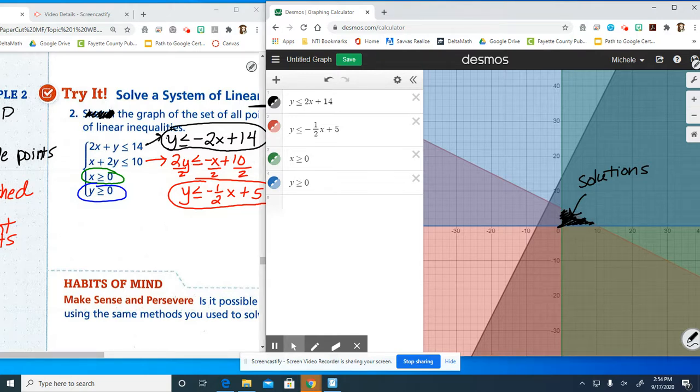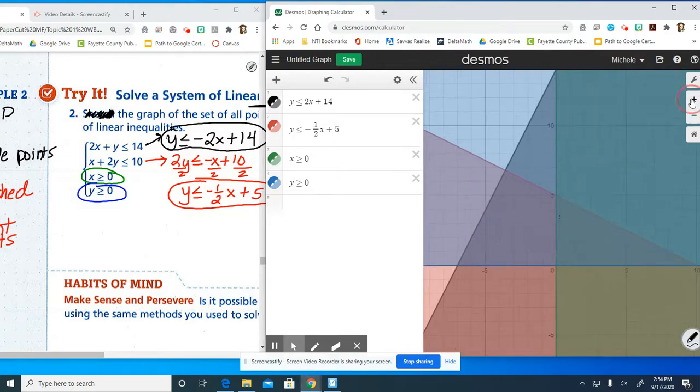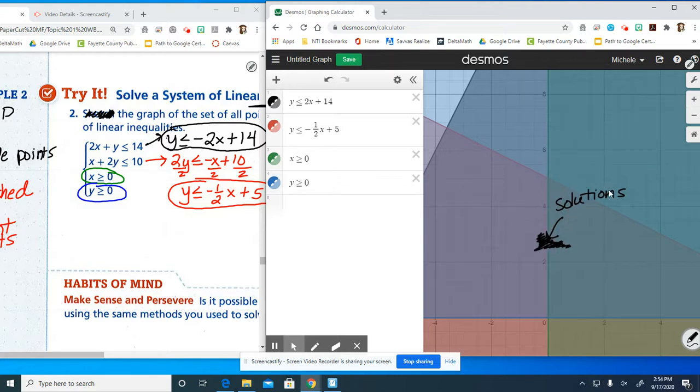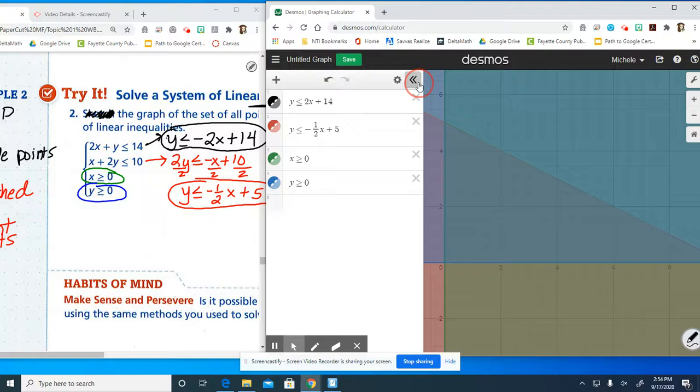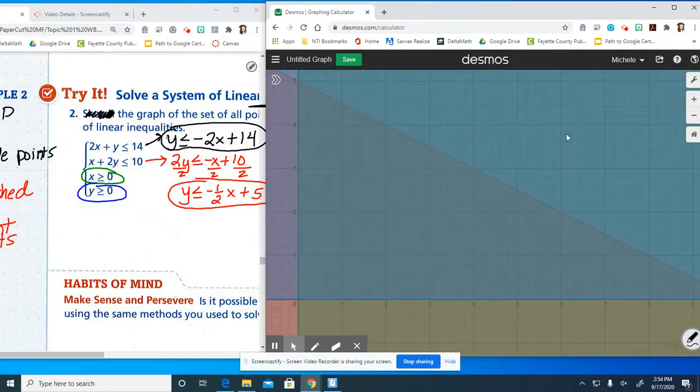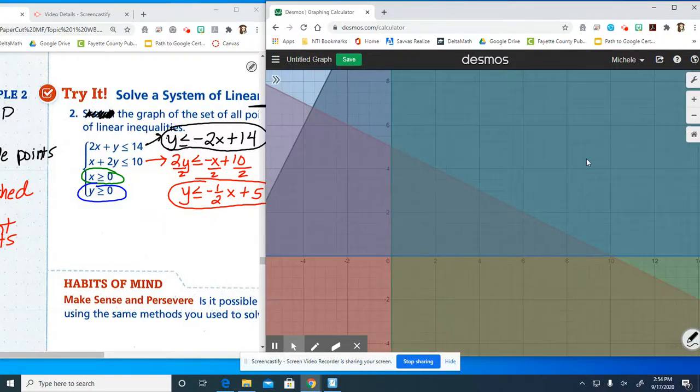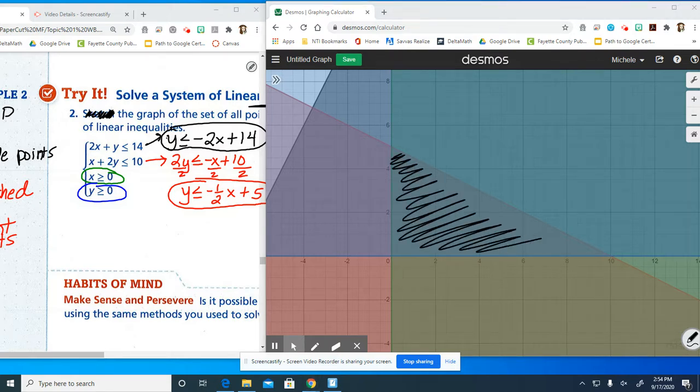Don't believe me? Let me prove it to you. I'm going to have to color some more. So delete this. Move this over. Okay, zoom out just a little bit. So anything in this triangle where all four of them overlap should make all four inequalities true. So randomly, I'm going to pick this point in here. That's the point 4, 2.